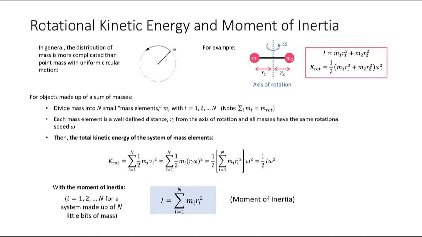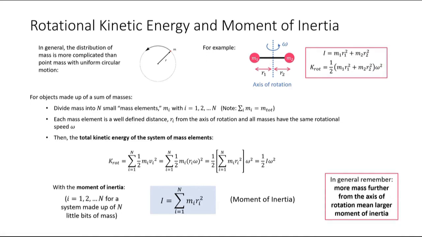All right, so this equation, it can be a little bit hard to work with. We do have some practice problems coming up, but I will just tell you that there is a key takeaway in thinking about the moment of inertia. So in general, when we think about the moment of inertia, we just want to remember that if you have more mass that's far away from the axis of rotation, you're going to end up with a bigger moment of inertia. And that comes directly from this equation. You can see the farther your mass is from the axis of rotation, the bigger your moment of inertia will be.